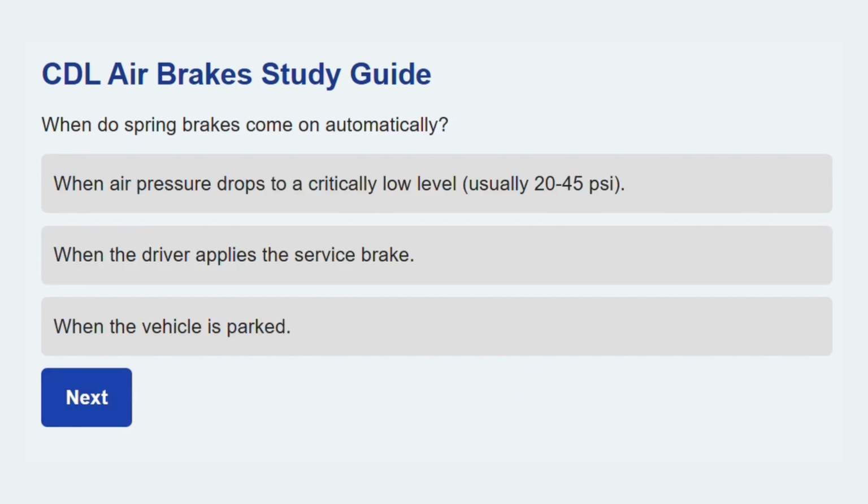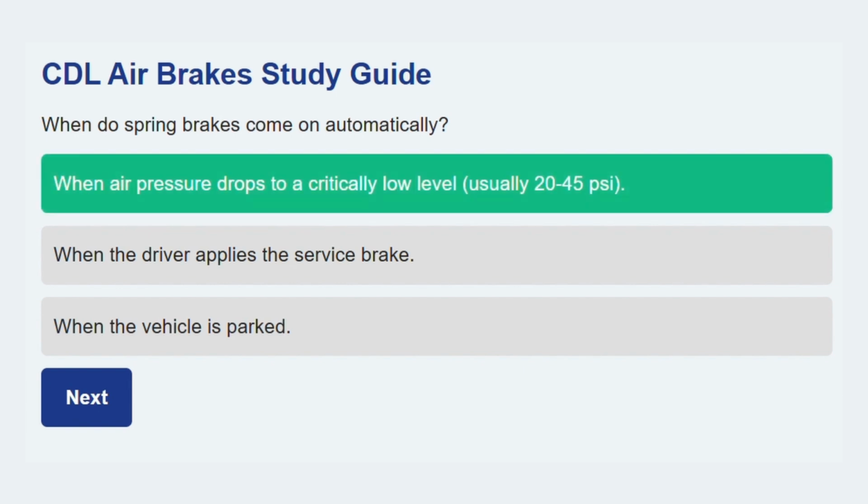What about this next one? When do spring brakes come on automatically? When air pressure drops to a critically low level, usually 20 to 45 psi. This is a crucial safety feature that automatically stops the vehicle if there's a serious air loss.